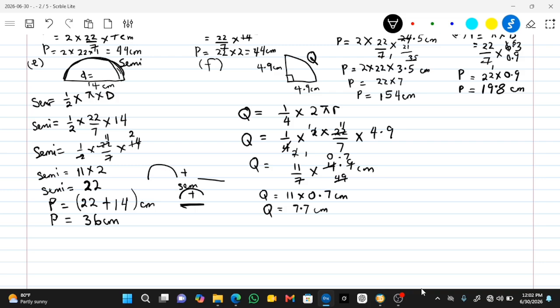Now perimeter will give me Q plus 4.9 plus the other 4.9. So addition of this place plus this place plus this place. So perimeter will give me 7.7 plus 4.9 plus 4.9. So perimeter will give me 4.9 plus 4.9, that should be 9.8. So let me write 9.8 plus 7.7.